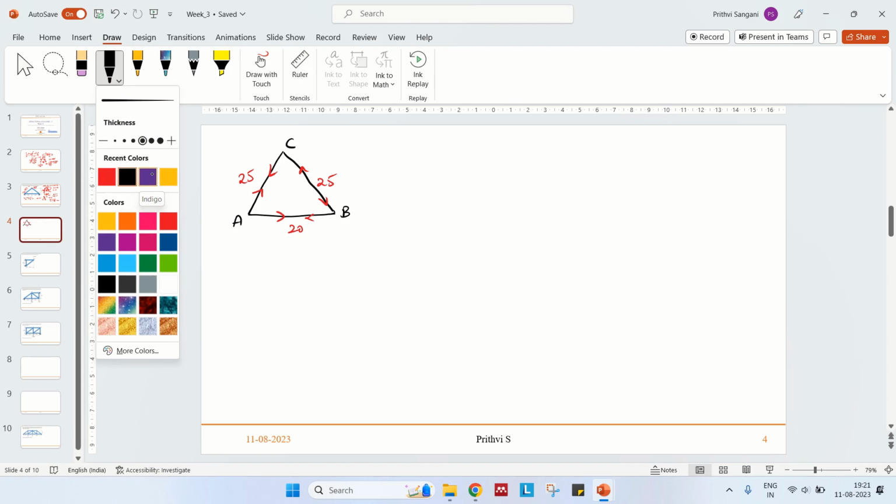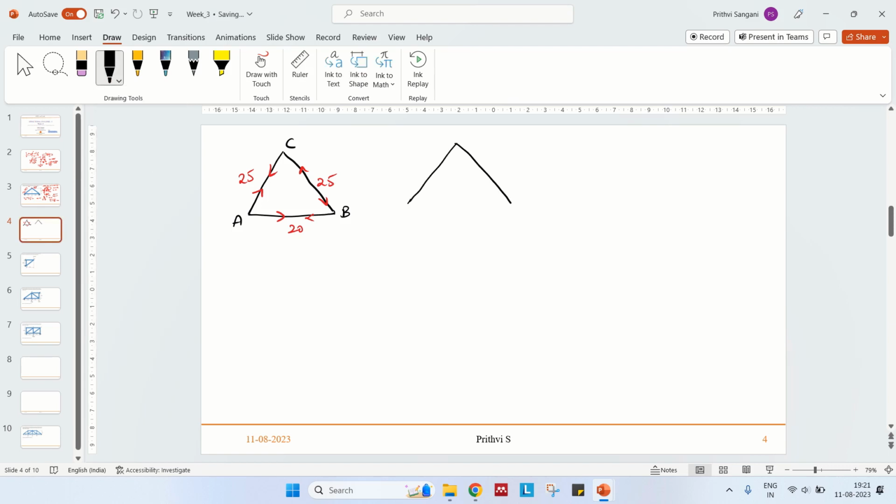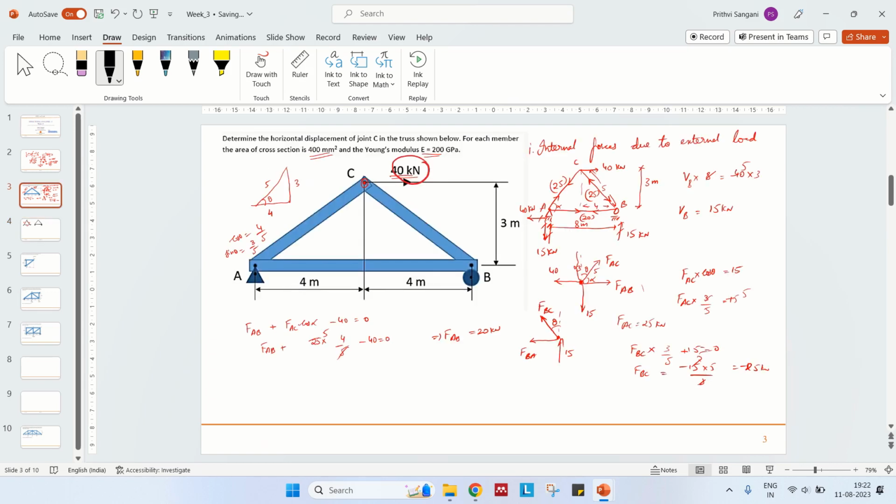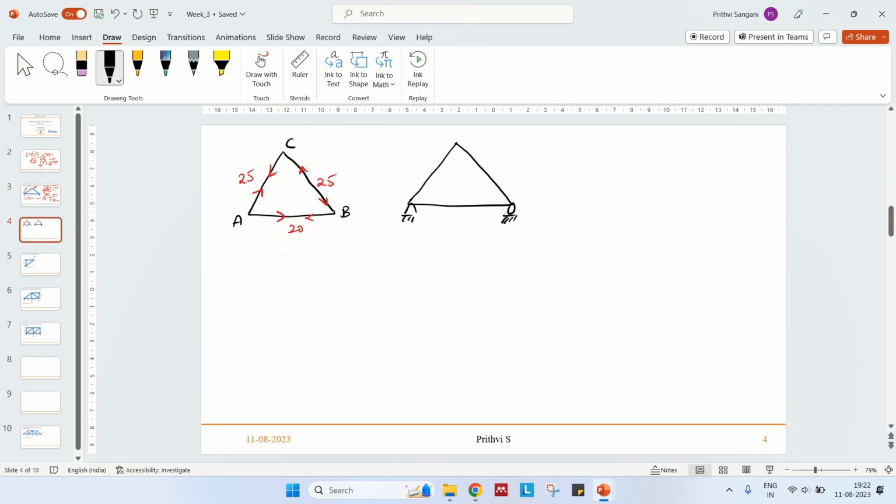So next one is the virtual load. We have the same truss without any external forces, but apply the virtual load in the direction of the displacement which we actually want. In this problem it was asked to determine the horizontal displacement of joint C in the truss. So in that direction, you apply the unit force one. So it should be 1 kilonewton. Again this is 8 and this is 3. This is 3 meters and this is 8 meters.